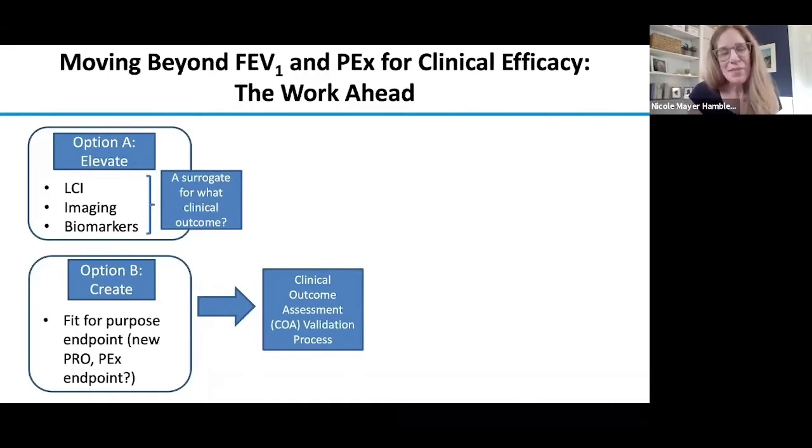This create path does require a whole validation process. It could take years. And so that is something that is in our toolkit, but there is an extensive validation process as well with this path. Whichever option we choose, it's likely that we're not going to be able to rely on just one study to provide the evidence for these outcome measures. We're going to need to rely on multiple studies.